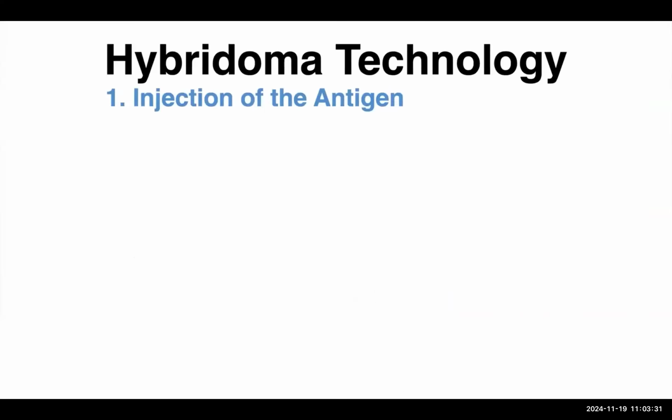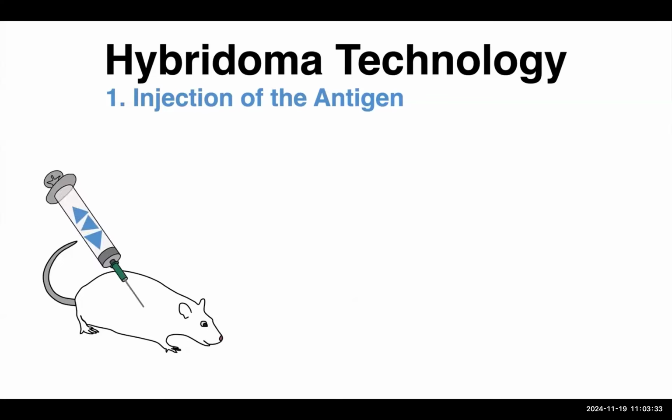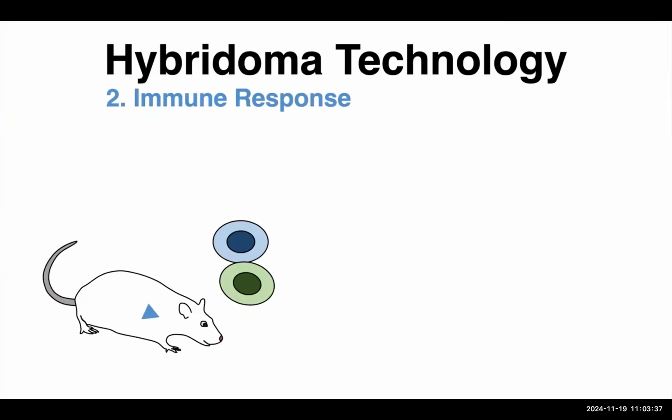In the first step, the antigen of interest is injected into a mouse, provoking an immune response against it. B cells recognize the foreign protein and start to produce antibodies against the antigen.